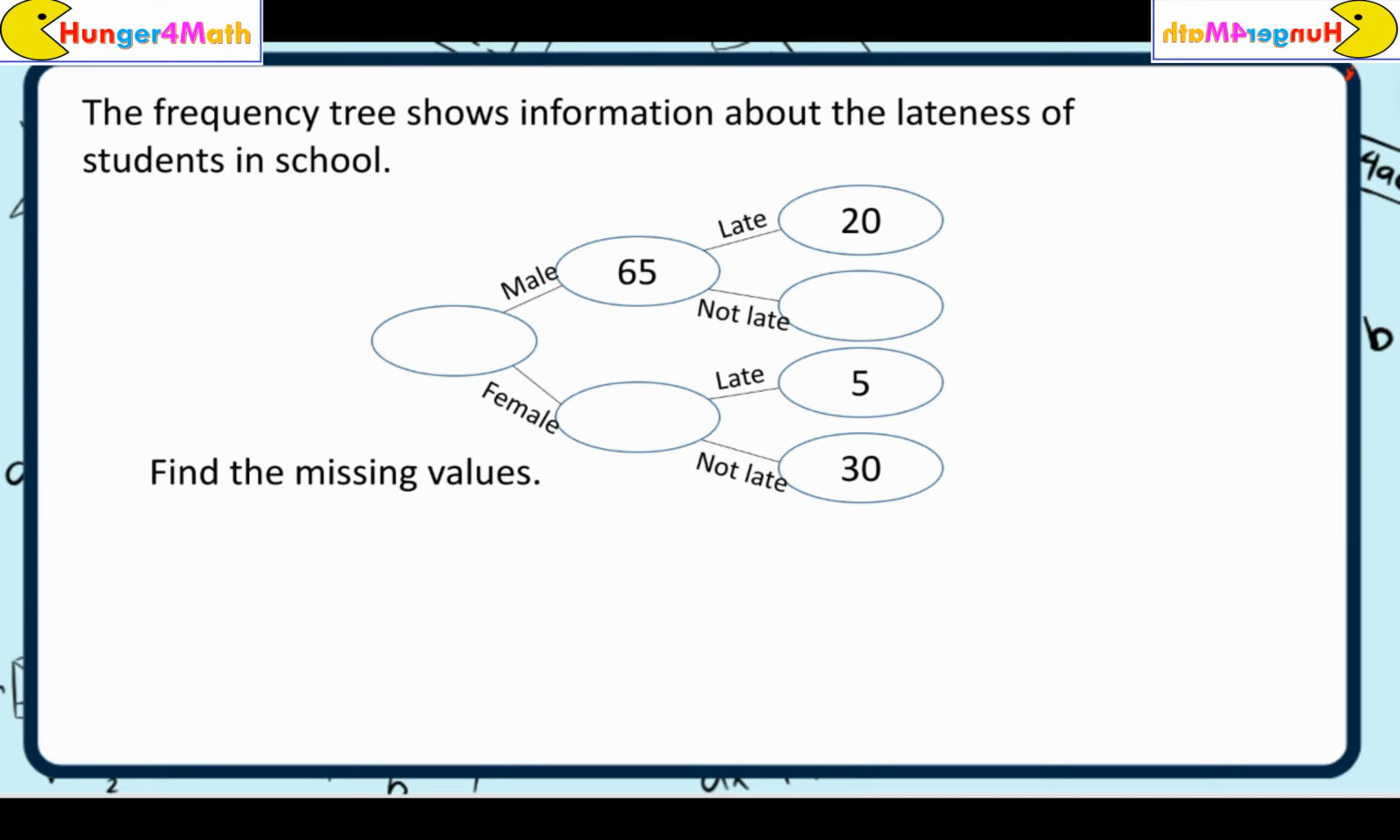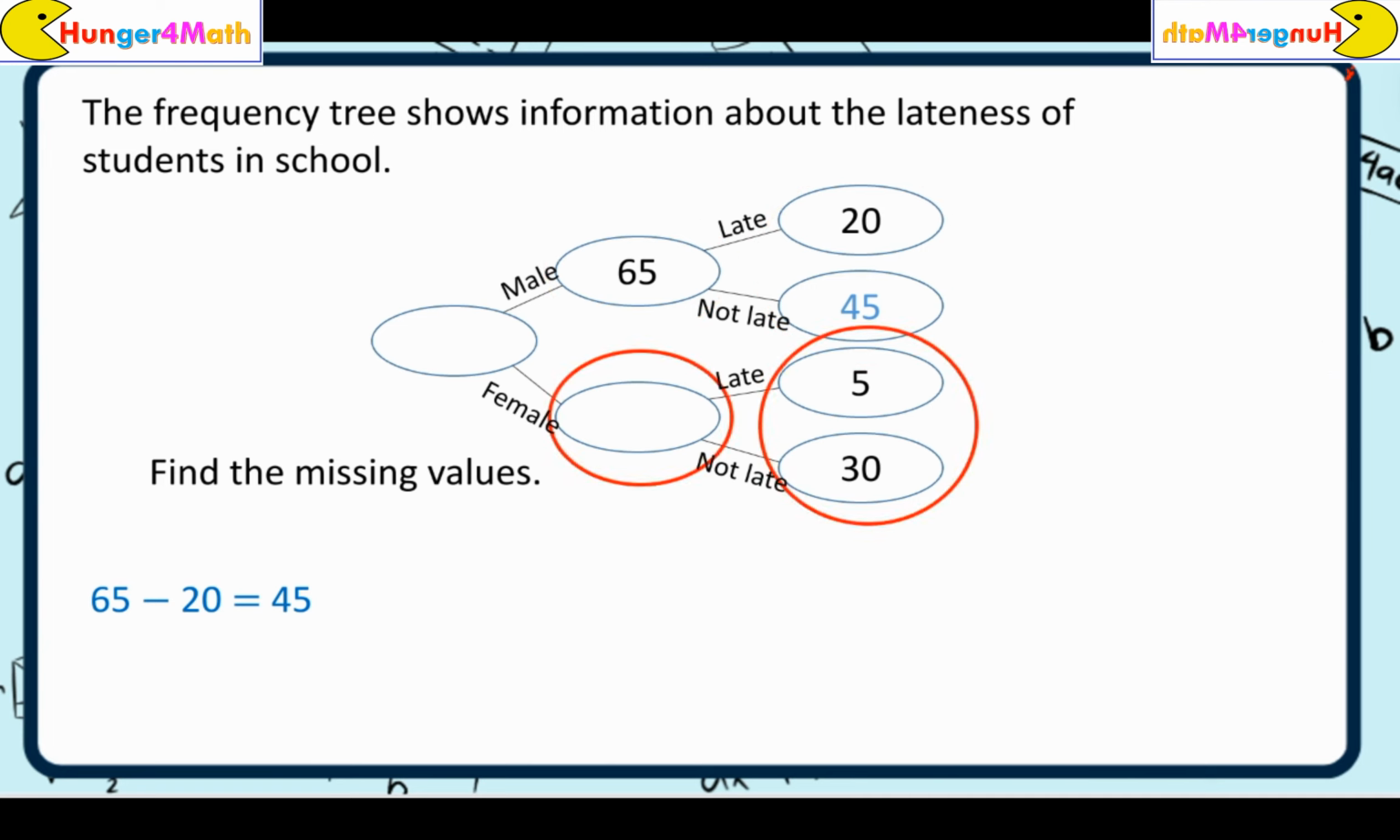Here's an example for tree diagram. The frequency tree shows information about the lateness of students in school. Find the missing values. For this section, the total number of male students is 65 and late is 20. So we're going to look for the not late for the male. We will subtract 65 minus 20, and that's equal to 45. And that is for not late for the male.